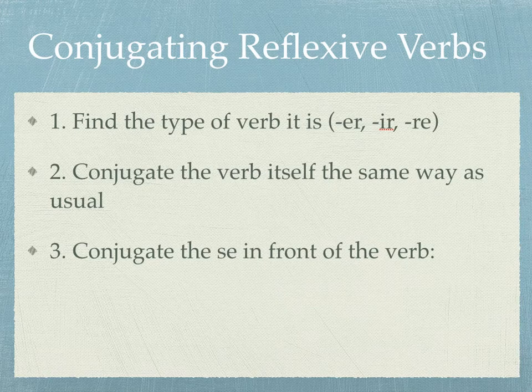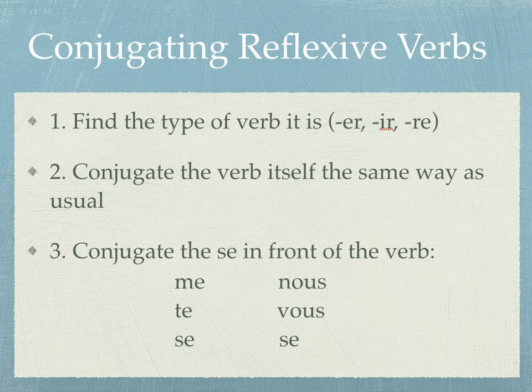The base verb itself will conjugate the same way as usual. So for example, in se laver, the laver conjugates the same as every ER verb always does. The only difference is the se. The se will also change in order to match the subject pronoun. So je becomes me, je me lave. Tu becomes te, tu te laves. Il, elle, and on remains as se, il se lave.